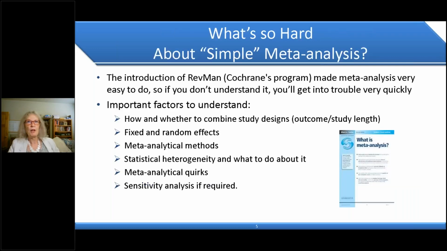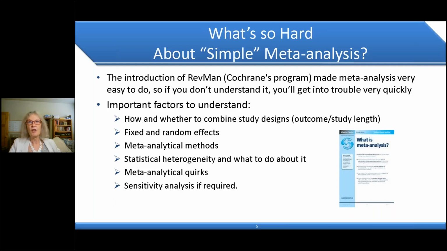We sometimes think about meta-analysis as simple, and the reason is that when Cochrane got its program called RevMan up and running like 25 years ago, part of the package that came with it was a very simple meta-analysis subprogram. And unfortunately, at that time, it was inordinately easy to use, which means that you could get yourself into serious trouble very quickly. There are a lot of reasons why meta-analysis is actually quite challenging, even though sometimes with point-and-click programs it seems simple.